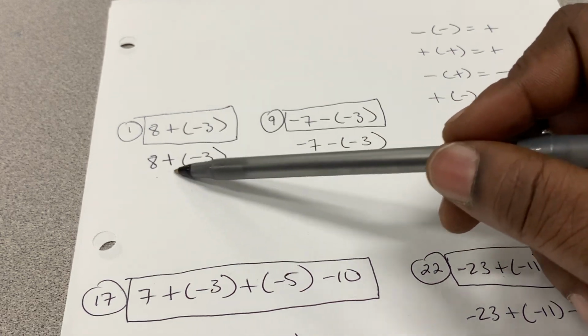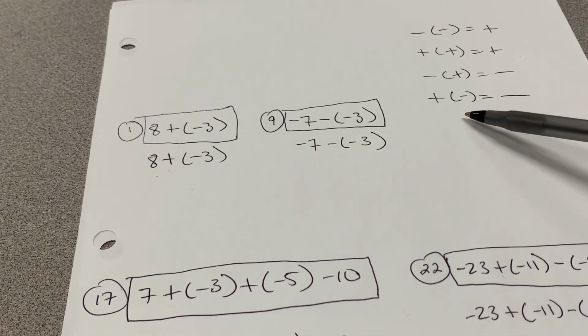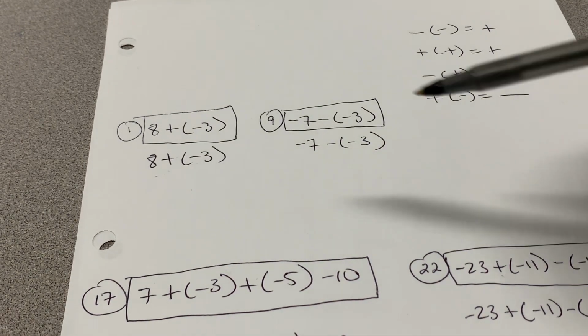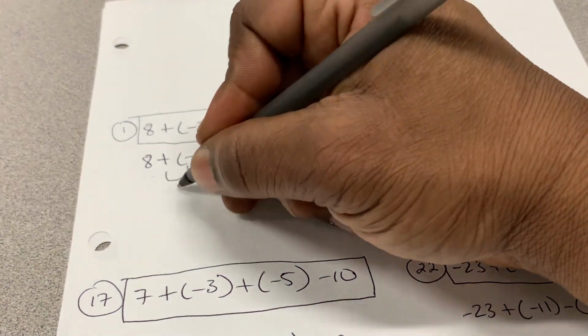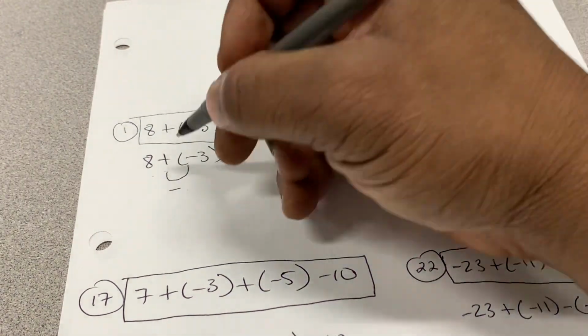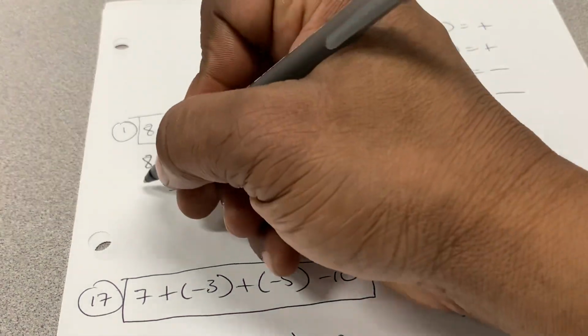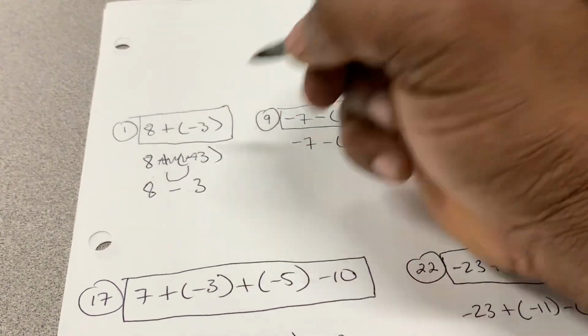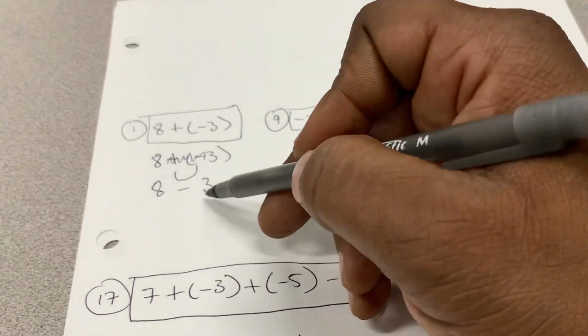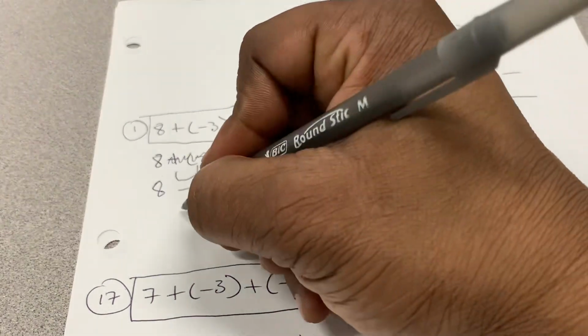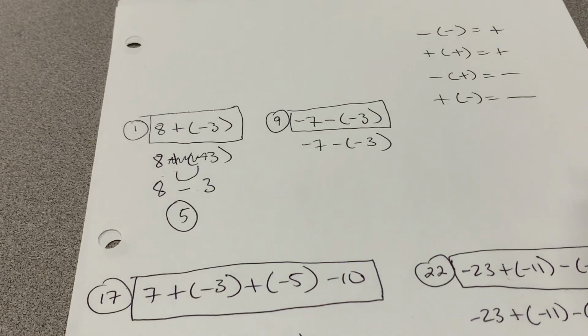These two signs right here, the plus and the minus, as we can see up here, the plus and the minus gives us a minus. So what we're going to do is we're going to switch that to minus. Then the signs, we get rid of them. The only thing that's going to come down is this +8 and this +3. So now we have 8 minus 3, which we all know that's going to be 5.